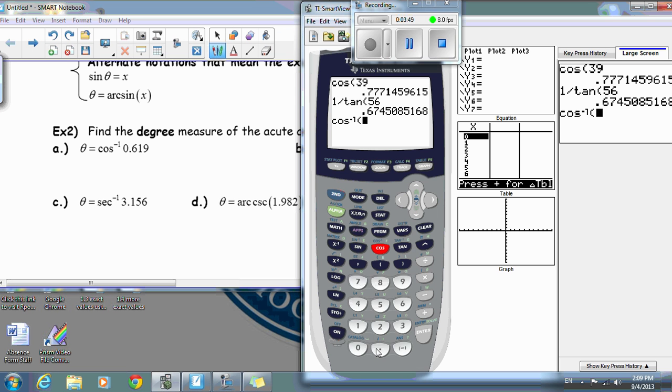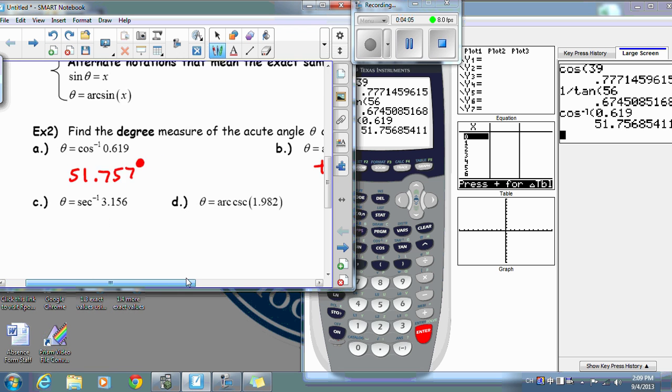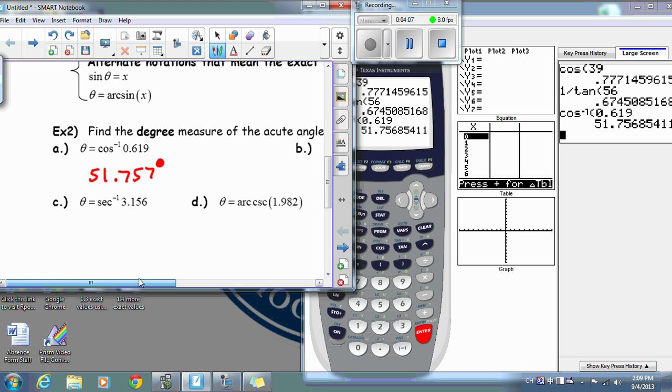And here we're looking for the cosine inverse of 0.619, and the value here is 51.757, and the unit is degrees. Do the same thing for B using tangent inverse.